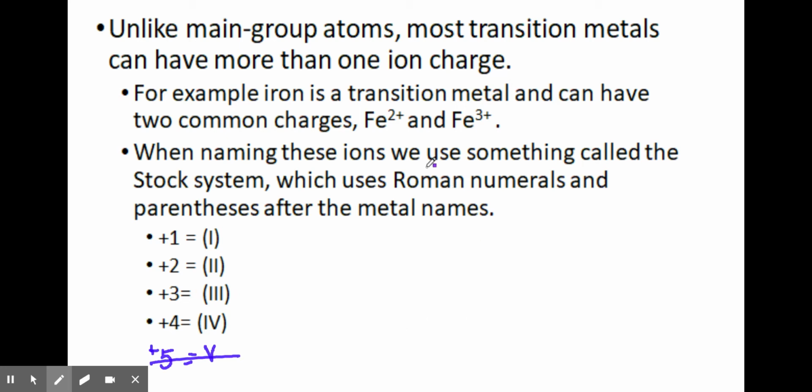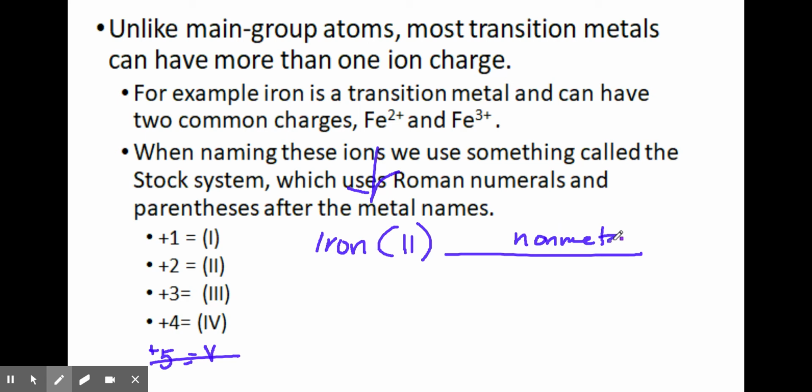Okay, but if we look at these and we have iron with a +2 charge, if I need to write iron with a +2 charge as my metal, I would write iron II and then whatever my nonmetal is. If I need to write out the name of iron 3 as a name for a compound, I would write iron III and then whatever the nonmetal is.